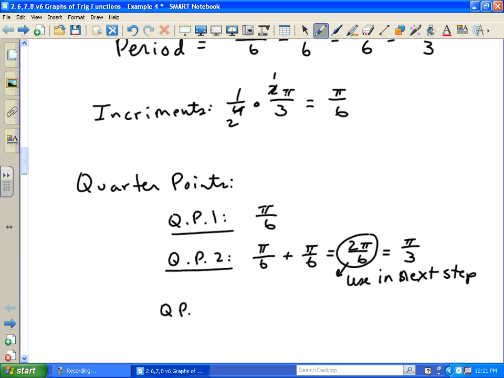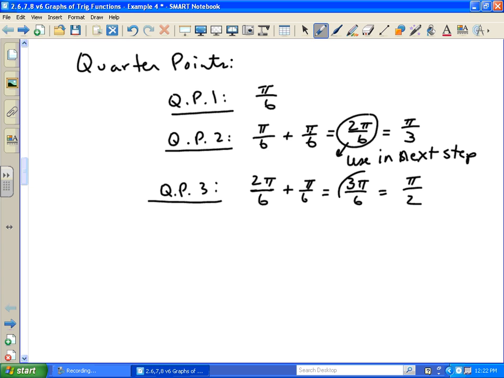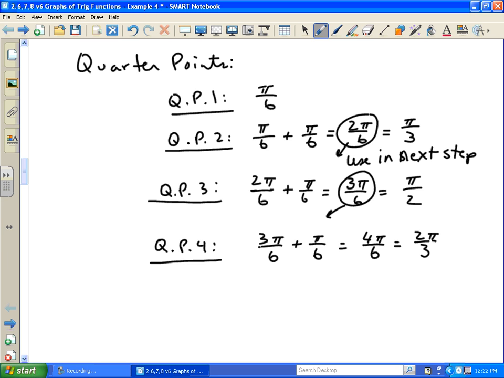So quarter point number 3, I will use 2 pi over 6, and I will add my increment pi over 6. So this becomes 3 pi over 6, which reduces down to pi over 2. Okay, I'll do the same thing. I'll kind of cheat, and I'll use this in the next step. Quarter point number 4, I have 3 pi over 6 plus pi over 6, which is 4 pi over 6. That reduces down to 2 pi over 3.